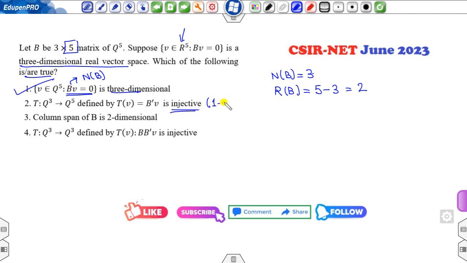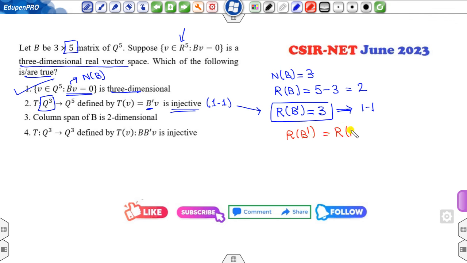Injective, one-one. What is the condition for injective? If you prove that the rank of B transpose is the number of the domain, then it is one-one. Now since we all know the rank of B transpose is the same as the rank of B, and the rank of B is 2, which is not the same as the number of the domain, that means it is not one-one.